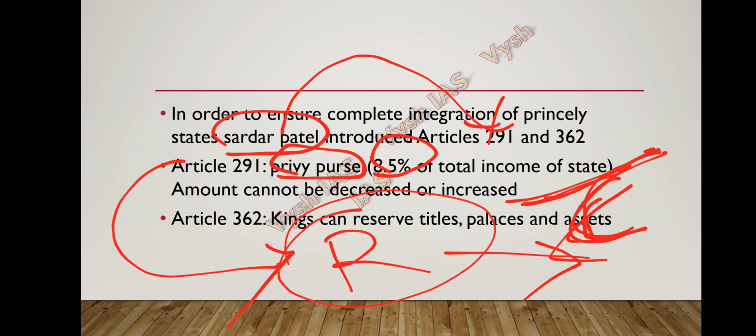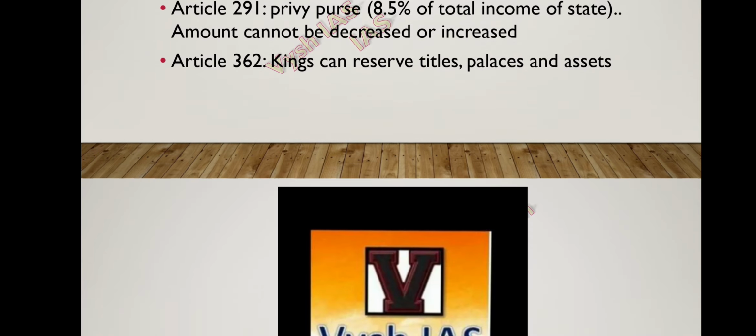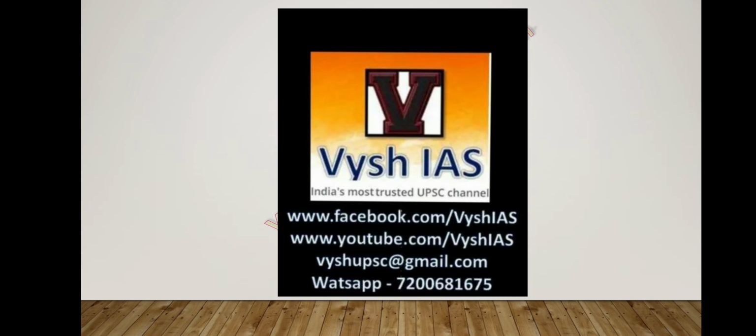The privy purse was constitutionalized under Article 291, and this money should not be decreased or increased according to this article. And under Article 362, kings were given freedom to reserve their titles, palaces and assets. So it is favorable to them, and they won't revolt against the national government. That is why he wanted to ensure complete integration, and that's why he introduced these two articles. Okay, we have completed the integration of Indian states into the Indian Union.